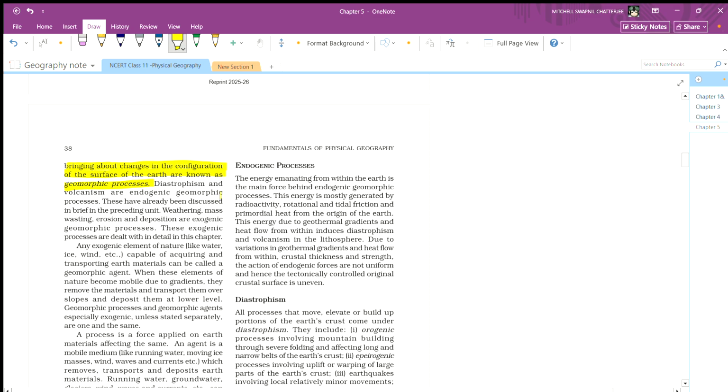One more term: diastrophism. Diastrophism and volcanism are endogenic geomorphic processes, which come from the inside.